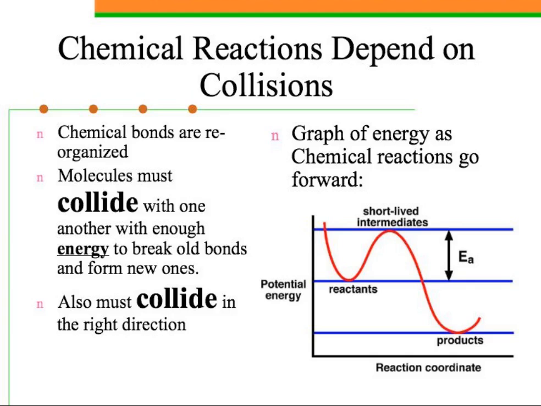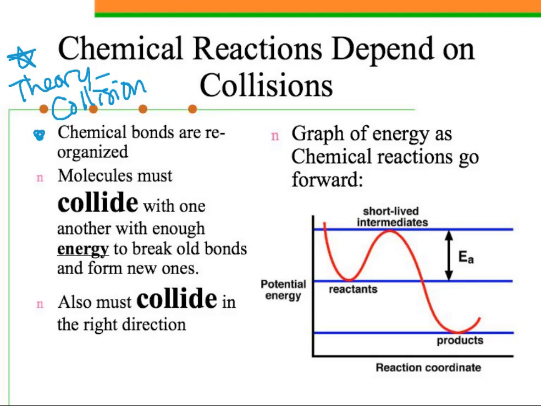Here we go. All right, so this is our collision theory. You know how we had our kinetic molecular theory that gas laws were based off of? Chemical reactions are based off of this collision theory. So the collision theory states that in chemical reactions, chemical bonds are reorganized.